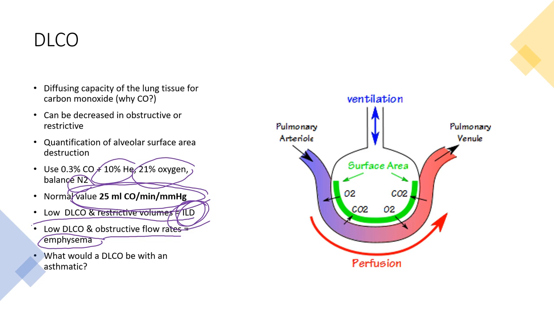What would be a DLCO with an asthmatic? Well, it'd be normal, right? A normal diffusion there. So it'd be normal, or if there's a lot of inflammation going on, it could actually be increased. So we'll just say that it's normal for now.